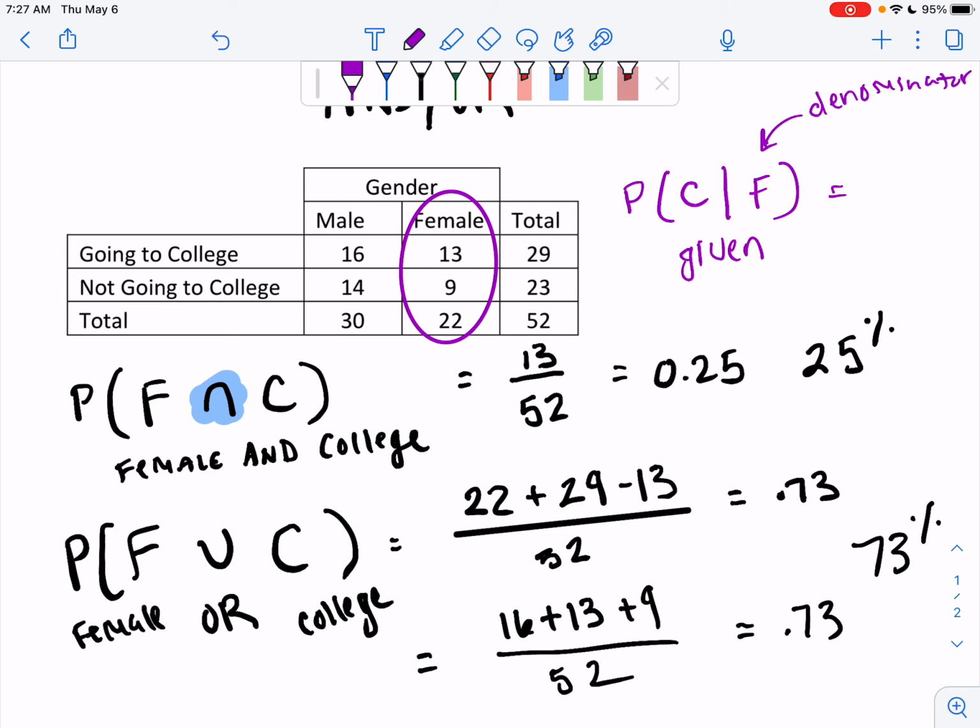So out of the 22 females available for us to study, 13 of them are going to college. So we can say 59% of females are college bound. To summarize, this means and, this means or, and this means given, where your denominator will change.